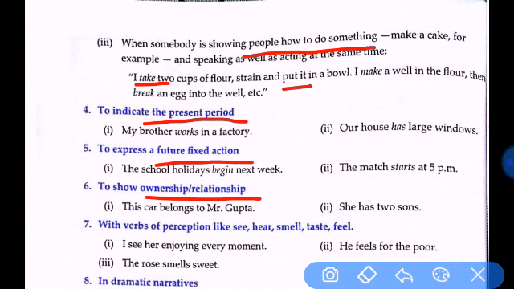The next one is with the verbs of perception. What is the meaning of perception? Perception means something to do with understanding. So perception like see, hear, smell, taste, feel. With all these we use the simple present tense. For example, see: I see her enjoying every moment.